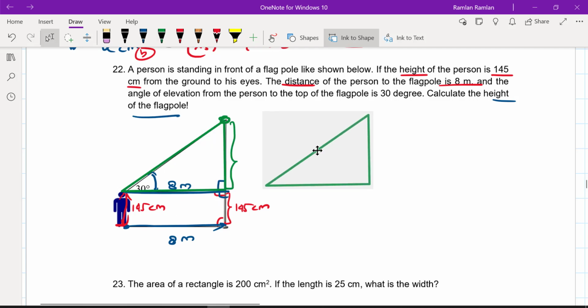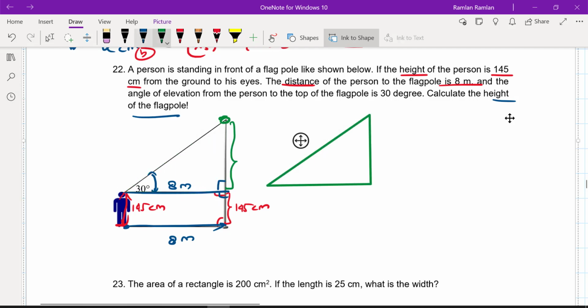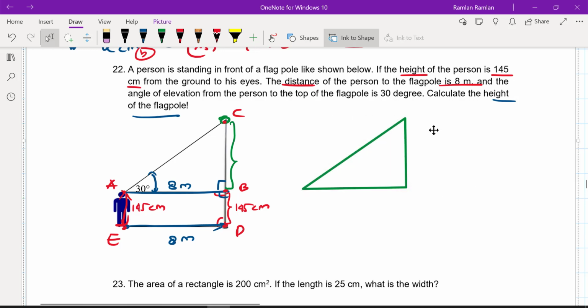I'm gonna put it up here. So let's name that. I'm gonna name the vertices so that you can see what happened here. This is point A, for example. This is point B, and this is point C. I'm gonna name this point D, and this is point E, for example. Okay, so for the first one, we're just gonna focus on the triangle ABC.